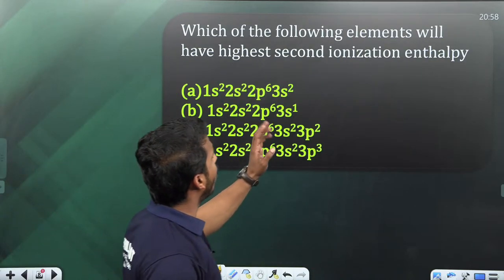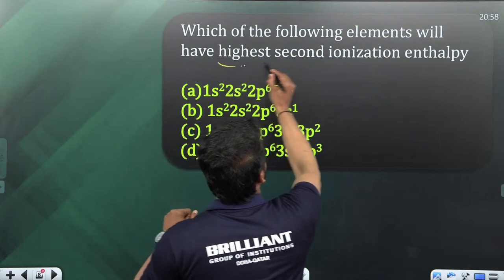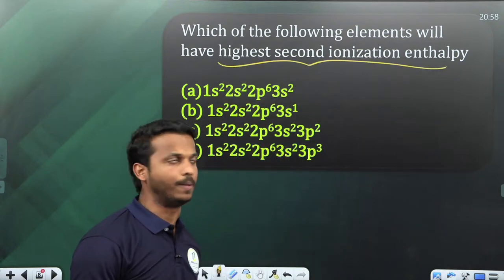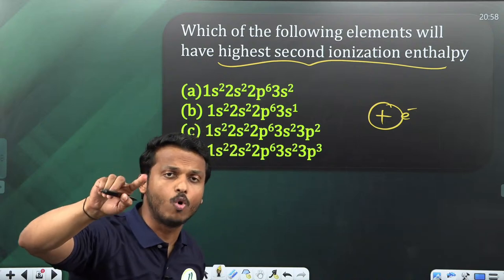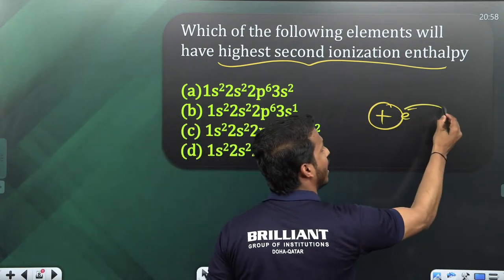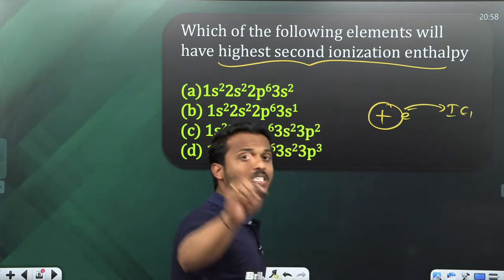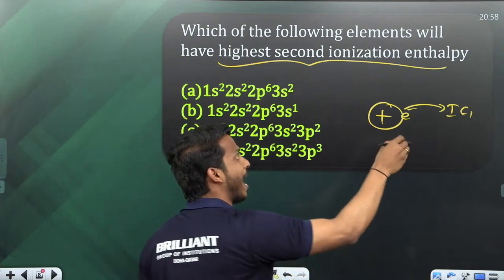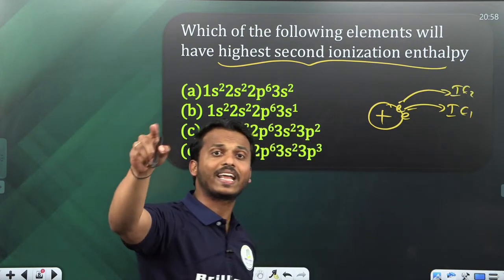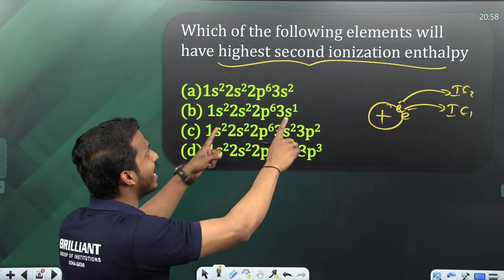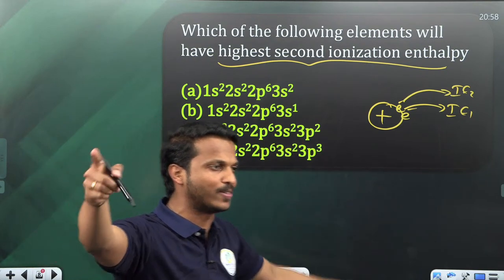Now, which of the following elements will have the highest second ionization enthalpy? If you want to remove one electron from the outermost shell, the energy is called first ionization enthalpy. From that system, if you want to remove one more electron, that energy is called second ionization enthalpy. Where is second ionization enthalpy harder? Can you say the answer?